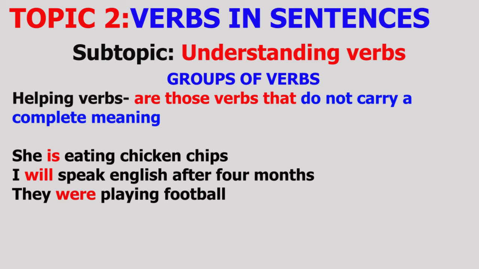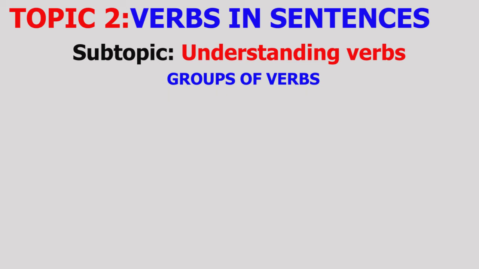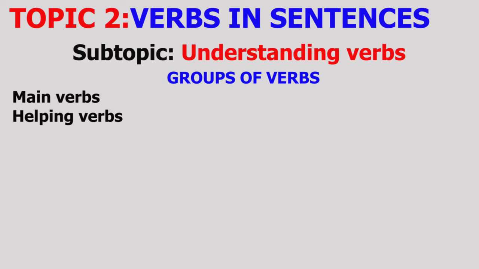So verbs are action words, and verbs are categorized into two groups. The first group is main verbs, which can stand alone by themselves and have a complete meaning. And the second group is helping verbs that cannot stand alone. They need to be attached to the main verb so that they can provide a complete grammatical function. Okay. After knowing that, let us now look into details on main verbs.